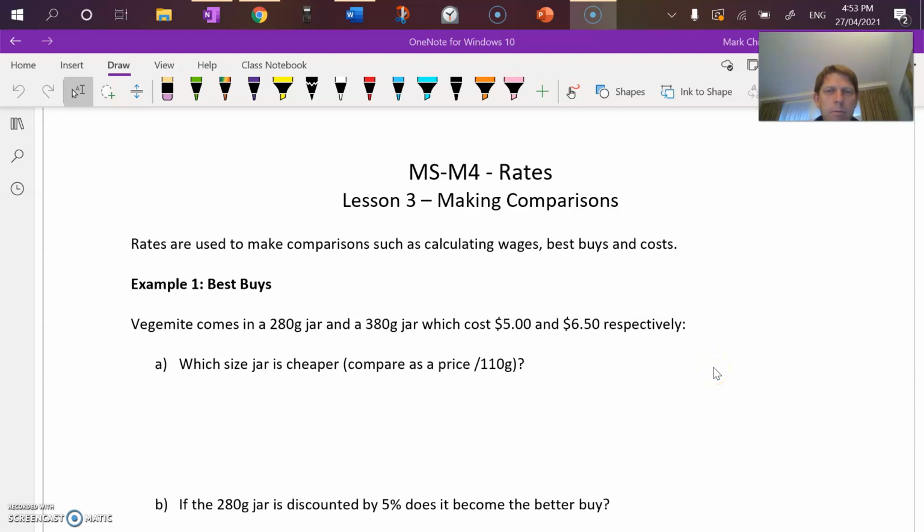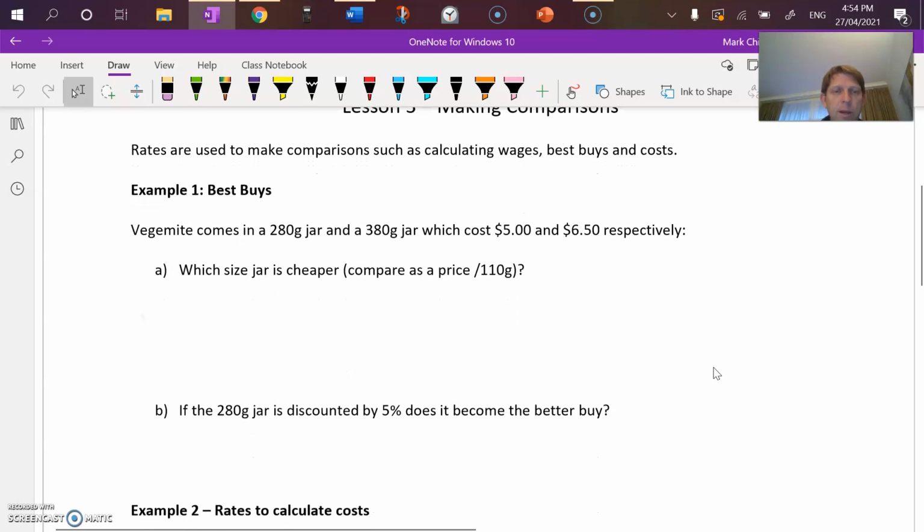Alrighty guys, we're now up to lesson 3 of rates, and today we're talking about making comparisons. So some little ways in which we can use rates to compare different things or calculate different things. So in this context, we're going to look at wages, best buys, and some costs. So starting off with our first example here, best buys.